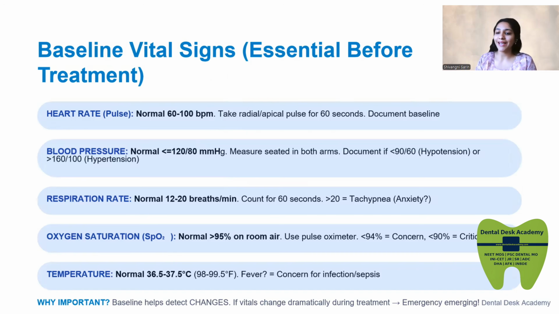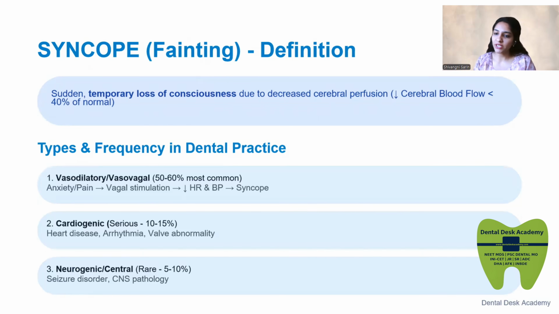Now, these are the baseline vital signs which you need to take care of. You can pause this slide. The heart rate will normally be between 60 to 100 beats per minute. BP is generally 120 per 80 mm Hg. Respiratory rate is between 12 to 20 breaths per minute. Oxygen saturation in room air should be above 95%. Temperature normally should be 36.5 to 37.5 degrees Celsius. Anything more or anything less than that is a sign of concern. So please act fast.